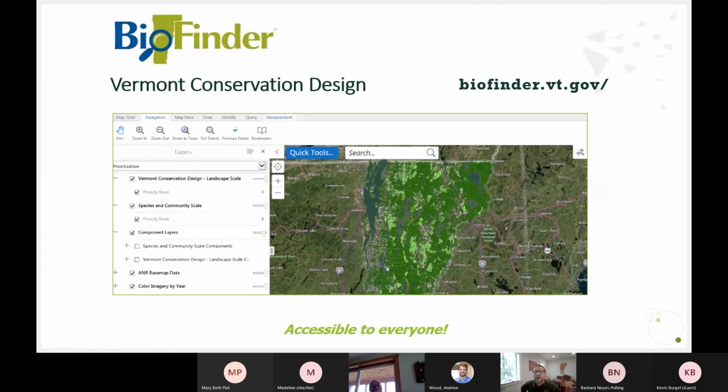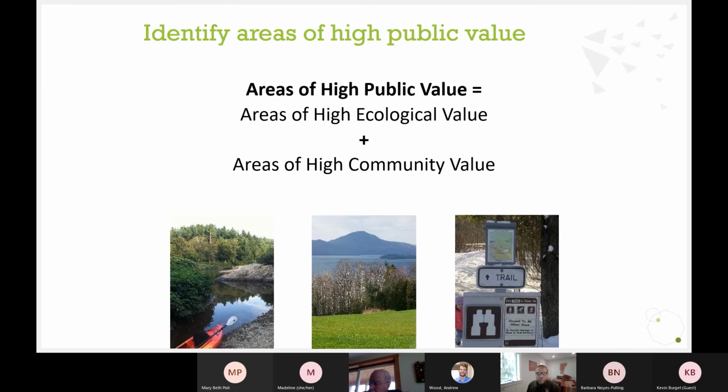Another hugely important part of the work of a CC is understanding the science, and tools like Vermont Conservation Design that's available to you on the BioFinder website are a critically important prioritization tool. They show you the statewide priorities of lands and waters in Vermont that are most important. And you can mix that high ecological value with your understanding of high community value to create these areas of high public value.